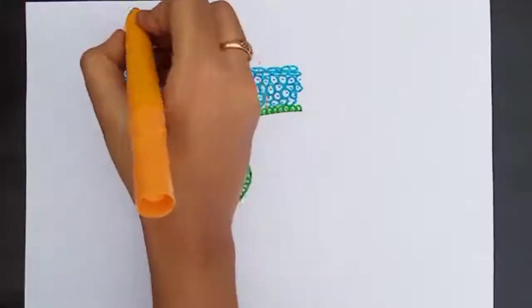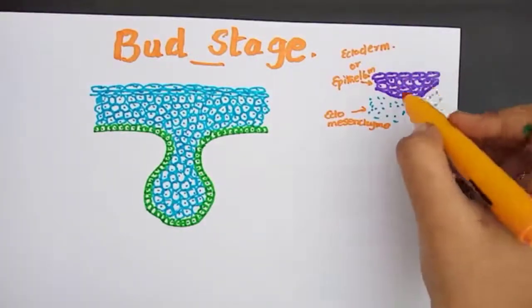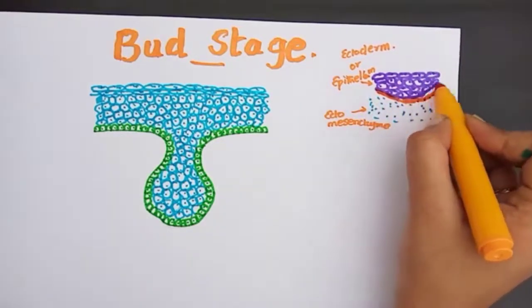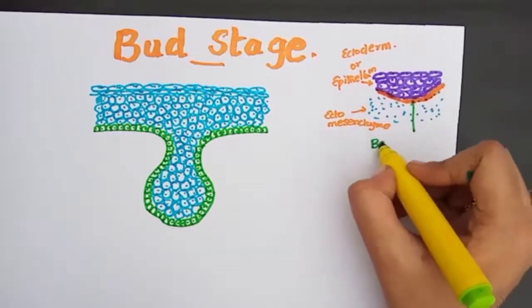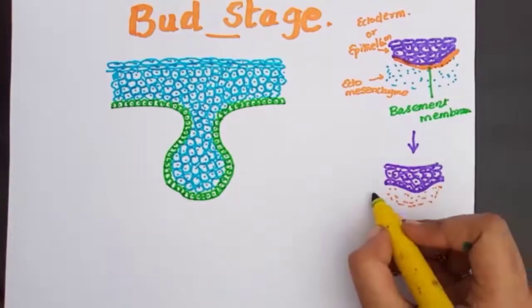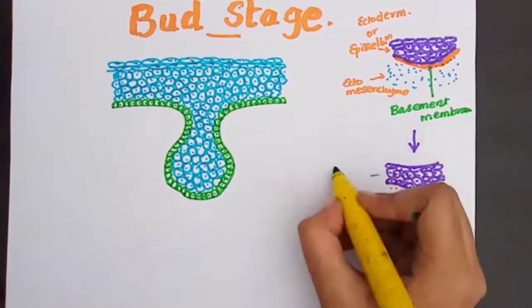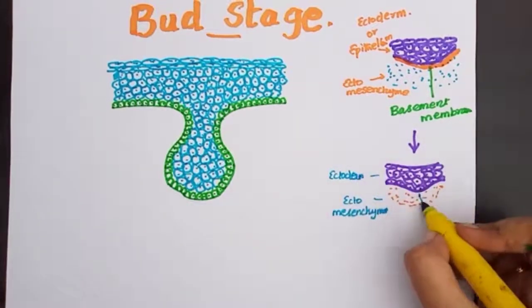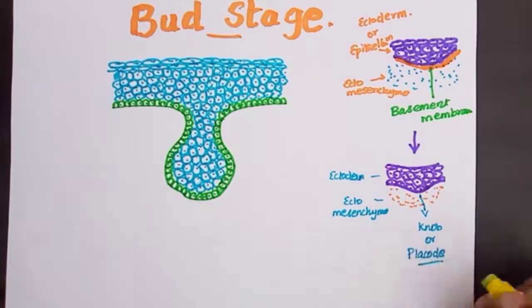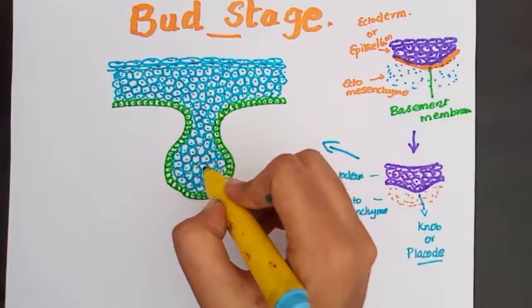Now, let's see about bud stage. In our previous video, we saw how the dental lamina was formed. This epithelium of the dental lamina is separated from the underlying ectomesenchyme by a basement membrane. This is the ectomesenchyme, and these are oral ectodermal cells. These oral ectodermal cells proliferate rapidly to form an orb-like structure, and it is called placoid. And the cells multiply rapidly again to form a tooth bud.